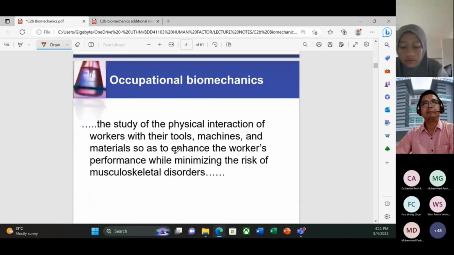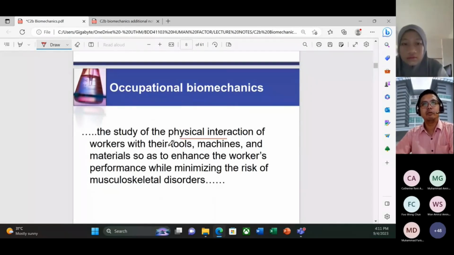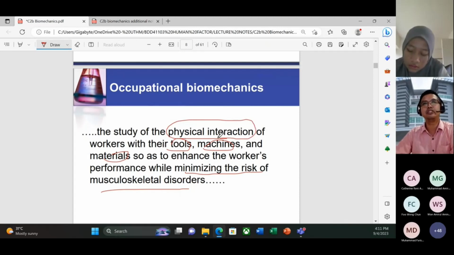And then the study of the physical interaction of the worker with their tools, machines, or materials, so as to enhance worker performance while minimizing the risk of musculoskeletal disorder. So this is the study of physical interaction. We want to double check whether the interaction between the worker and their tool, machine, or material is comfortable. Does it fit the man? For example.